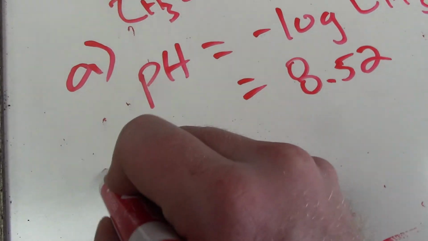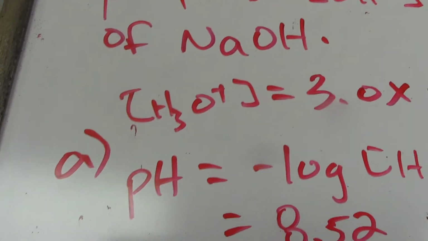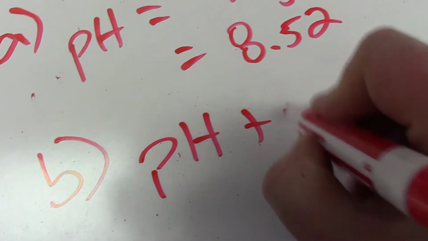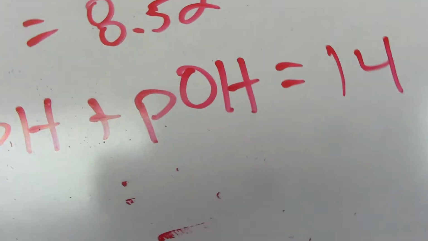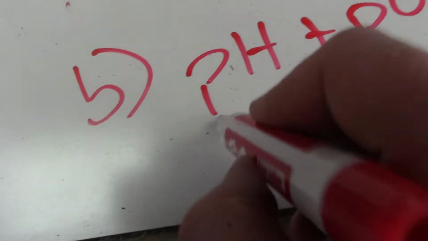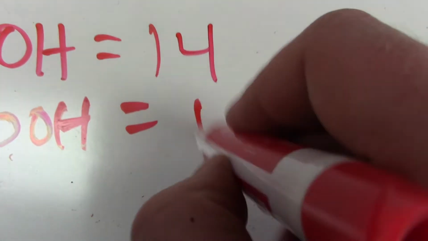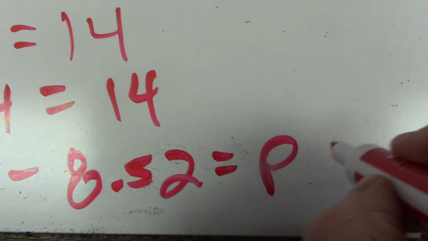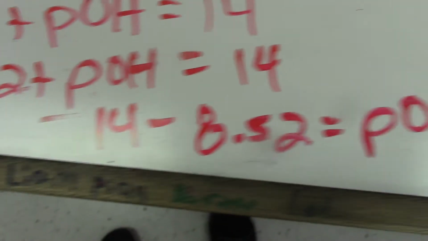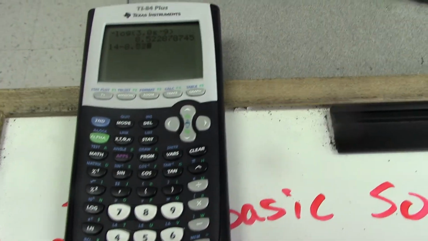Okay, now the next question asks you to solve for pOH. So I know that pH plus pOH equals 14. Okay, so what I do is just plug this in. So 8.52 plus pOH equals 14. And so 14 minus 8.52 equals pOH. Okay, 14 minus 8.52 is 5.48.